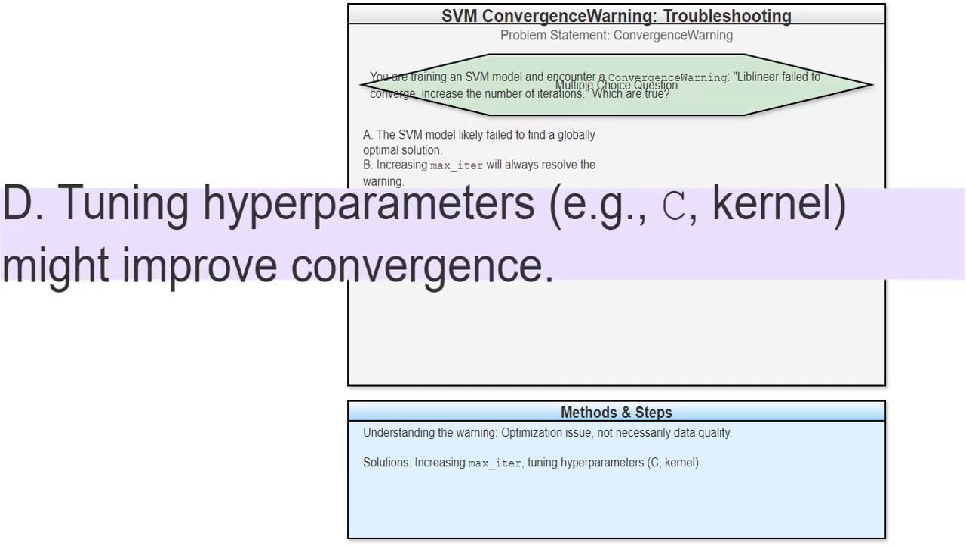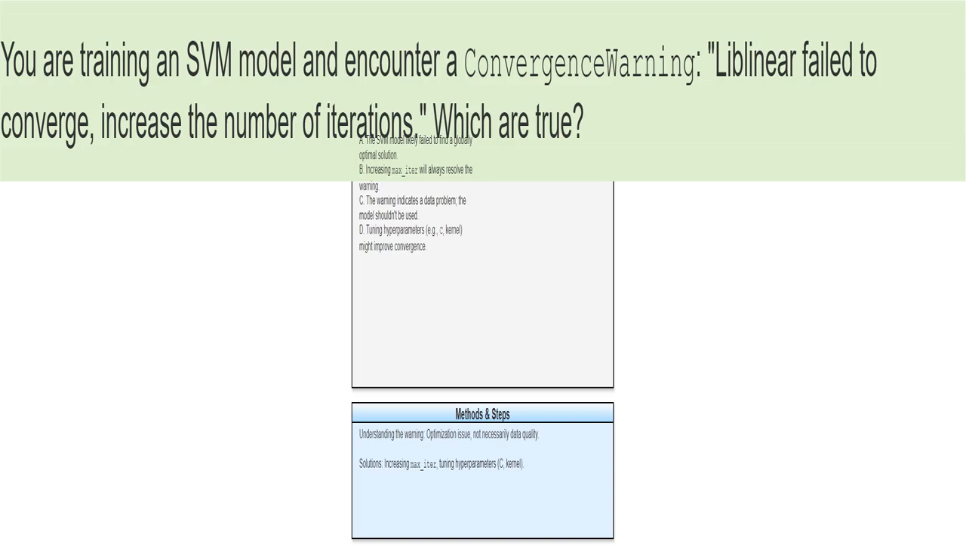I need to understand what this warning means in the context of SVM training and explore ways to resolve this warning. This involves recalling the facts about this warning, grasping the meaning, and applying the right solution. This statement is incorrect.